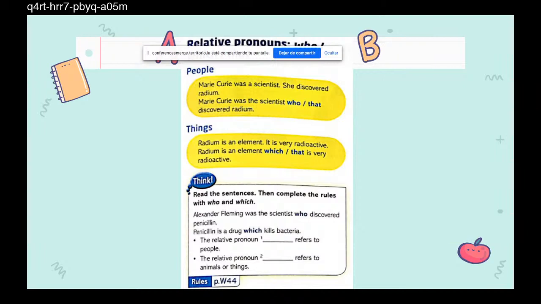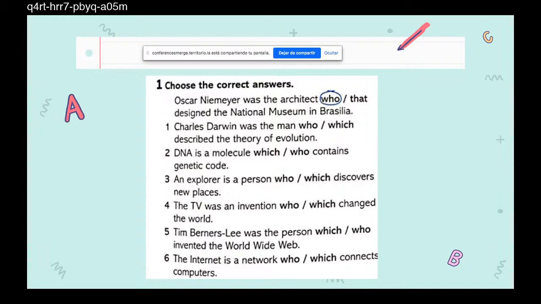So it says that Alexander Fleming was the scientist who discovered penicillin, and penicillin is a drug which kills bacteria. So the relative pronoun refers to people. The correct relative pronoun that refers to people, as we said at 9 o'clock and we worked with the exercises, is who. The relative pronoun which refers to animals or things. So according to what we have worked, the relative pronoun which makes reference to animals or things. Okay? So in the next exercise, it says, choose the correct answers.